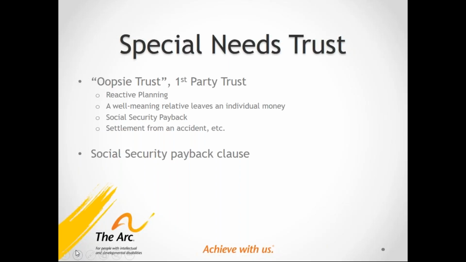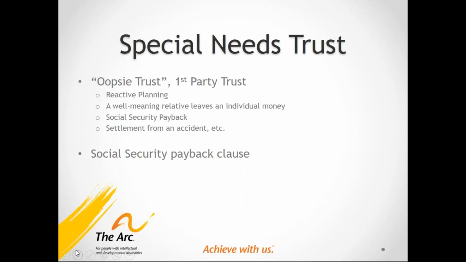Other states have different rules and regulations and language in their statute that makes trust names different and function differently. So just know that this is specific to Minnesota. A special needs trust is a first party trust. And the first party trust, that means the first party is your child. So the money is theirs. This is a first party trust.